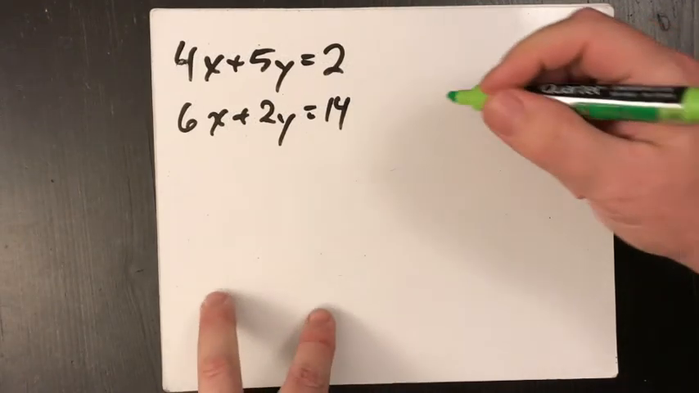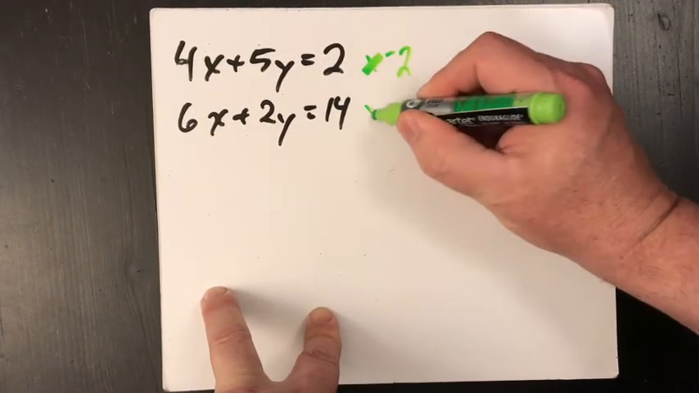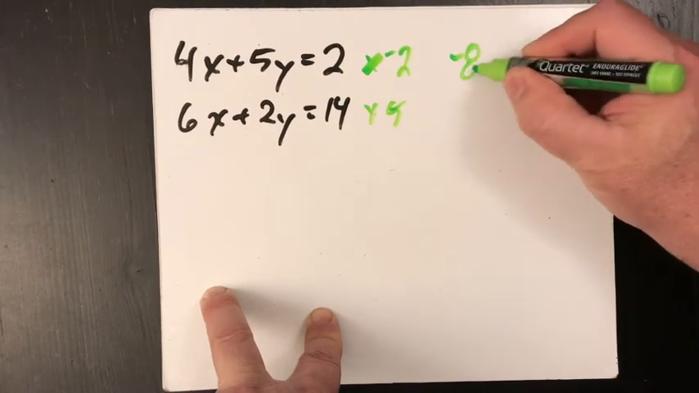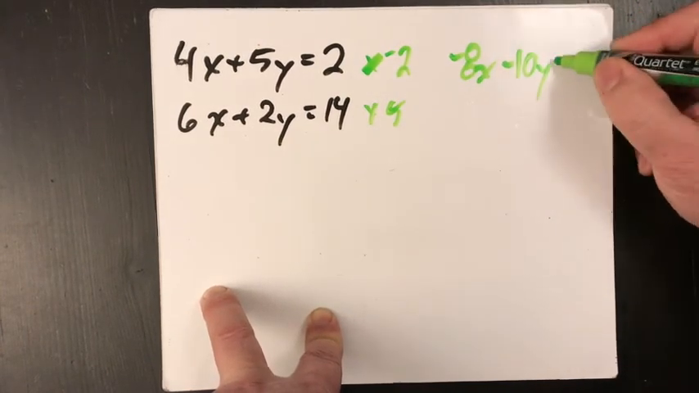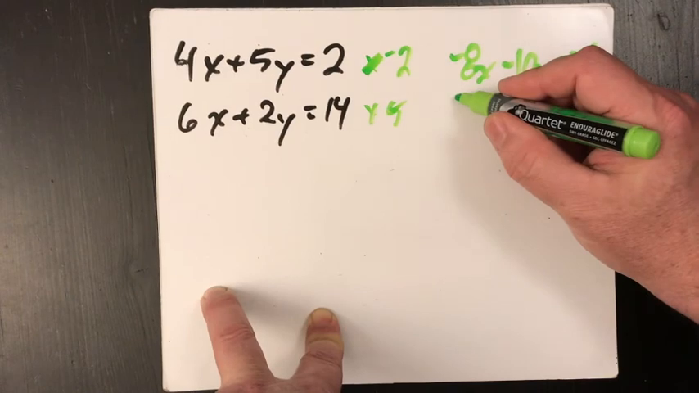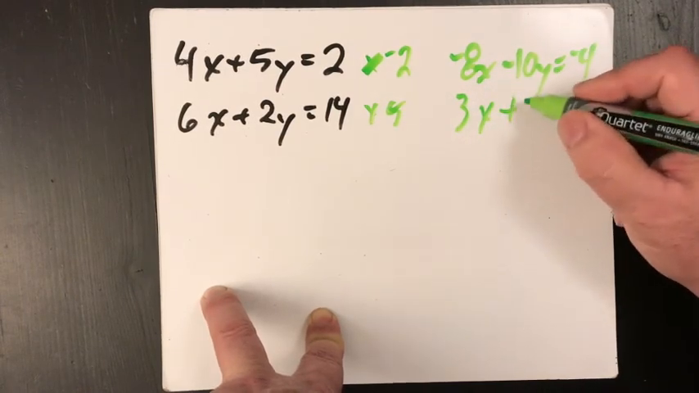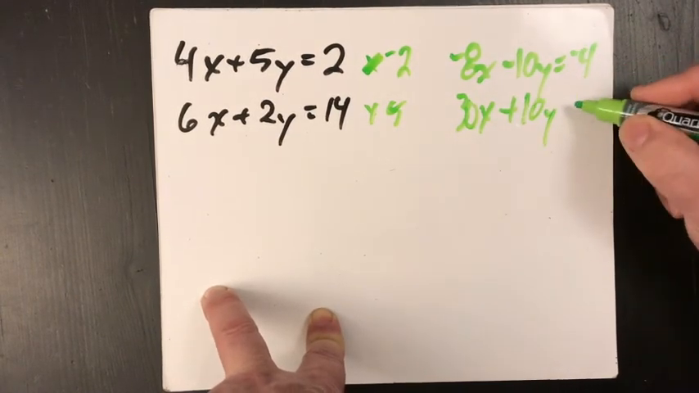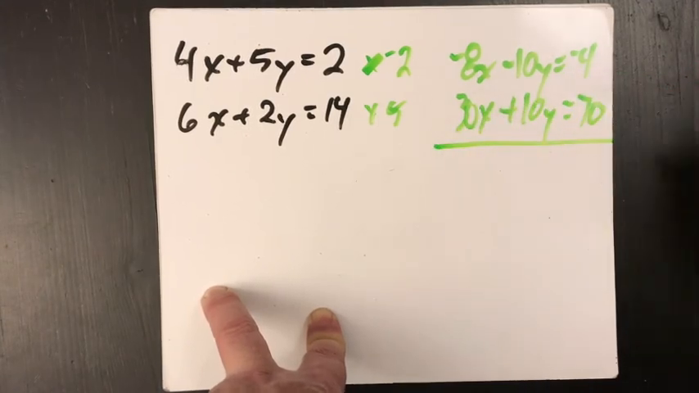Well, I said I wasn't going to do it the other way, but just for grins, I'll do the other one. I'm going to multiply the top line by negative 2 and the bottom line by positive 5. That takes the top line and makes it negative 8x, negative 10y, and negative 4. And the bottom line is 30x. Positive 30, not 3. Positive 10y. And 14 times 5 is 70. Whoa, I guess I was right the first time.